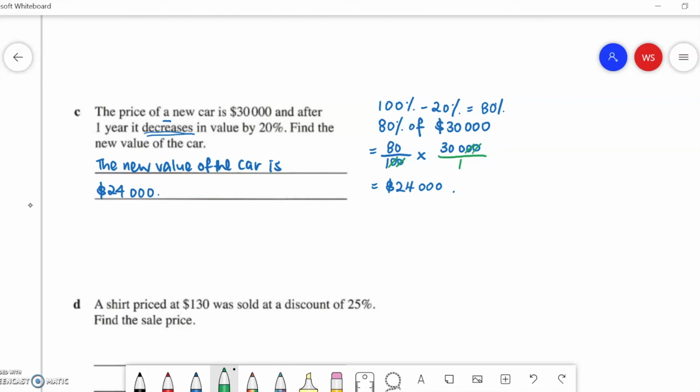A way to check back on your answer, we know that for a start, our original amount is 100%. If our cost is 80%, that should be lesser than the original 30,000. So make sure that your final answer is lesser than 30,000. Pause this video and try out the rest of the other questions in question 9.